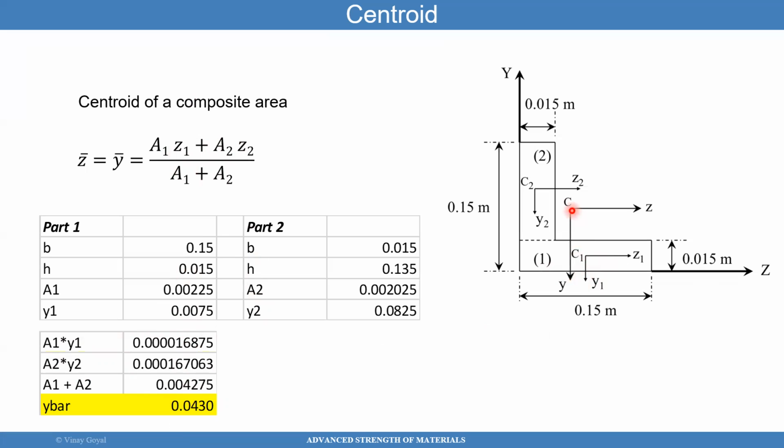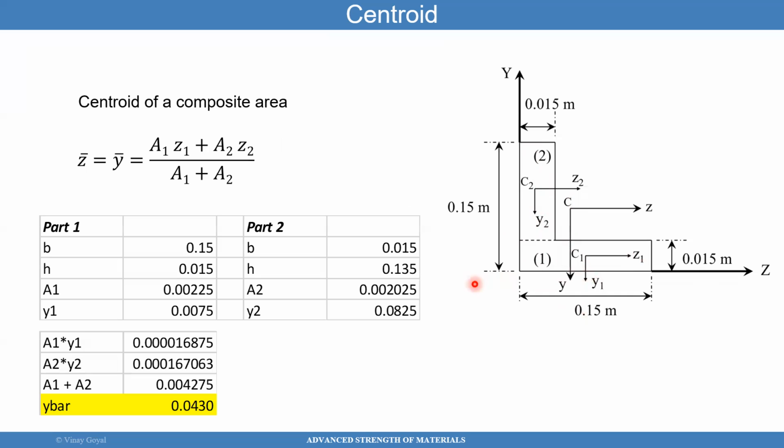It turns out that when you do the calculation using Z1 and Z2, you get the coordinate to be exactly what it was from here to the top. You also get it from here to the right. So that point is actually exactly at 0.043, comma 0.043. That's the location of that point. That's the centroid of this particular cross section.